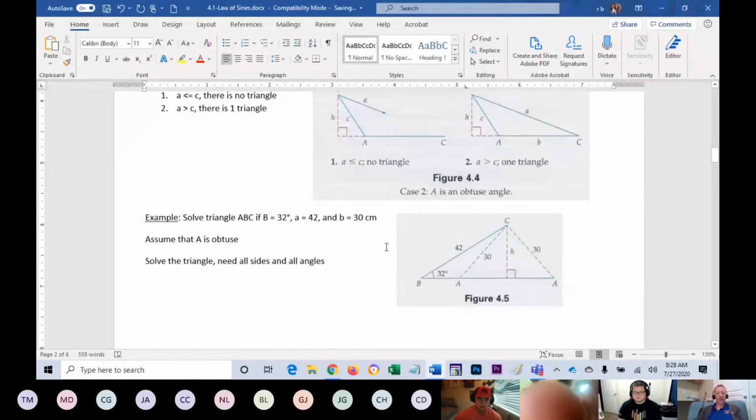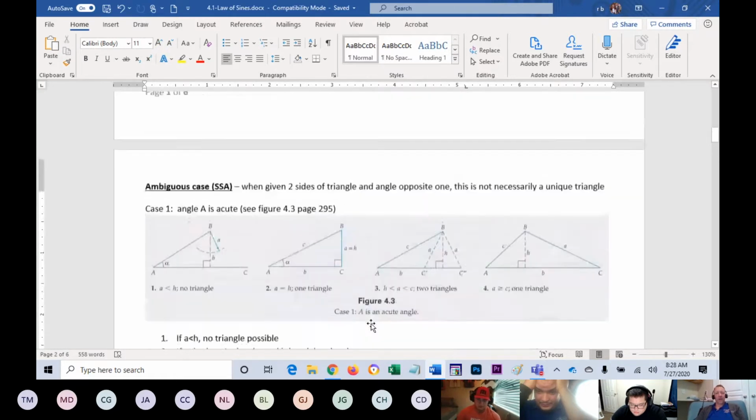Okay, so let's assume that angle A is obtuse. How would you find the other sides and the other angles? And I'll let you pick which one you want to do first. I don't know.